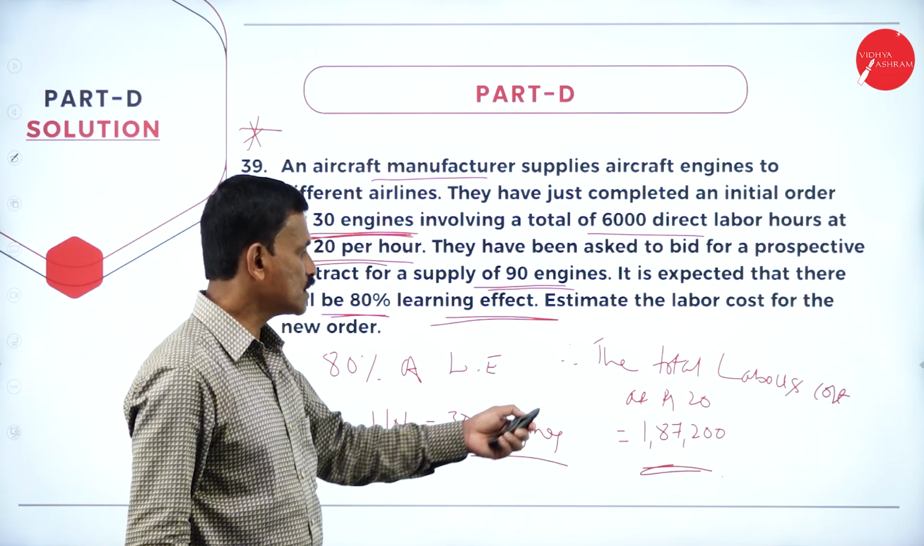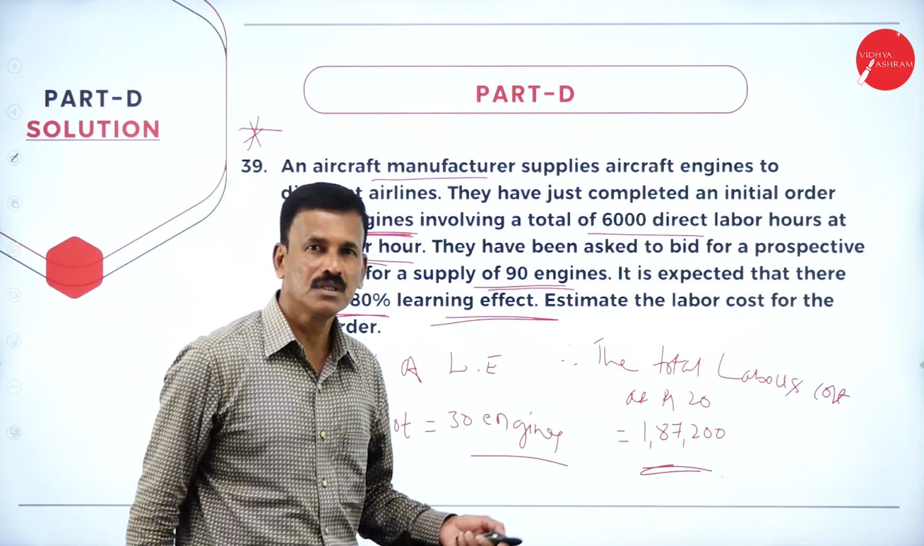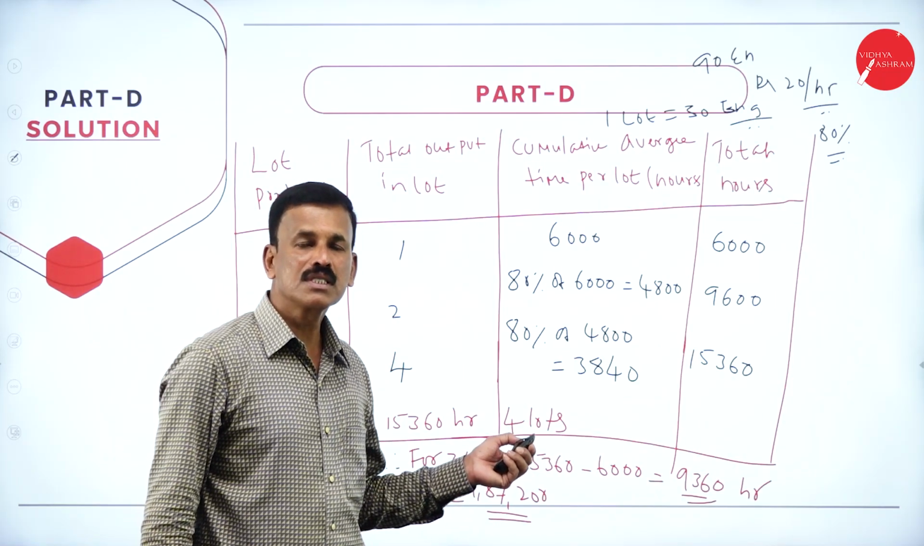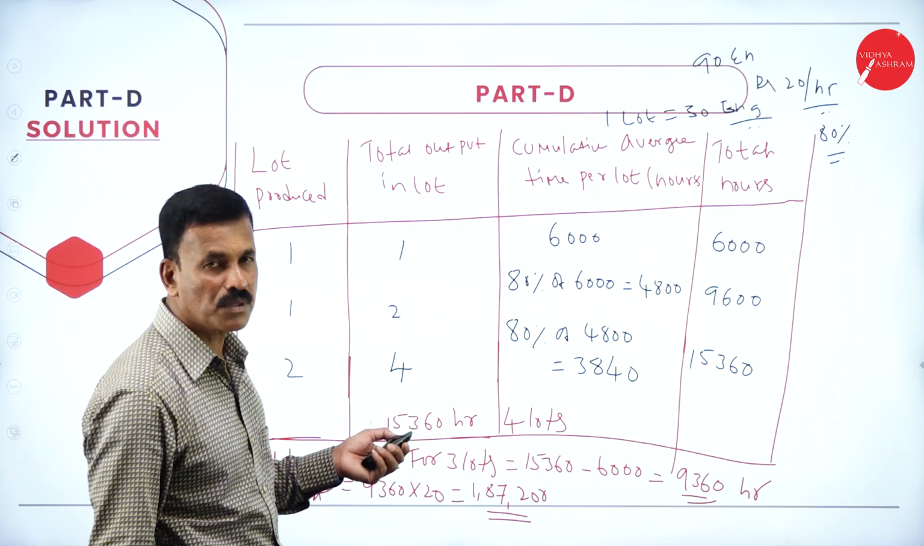The total answer is rupees 1,87,200. Okay. So hope you followed. This is how we are going to solve this learning curve problem. Very simple and most expected question.